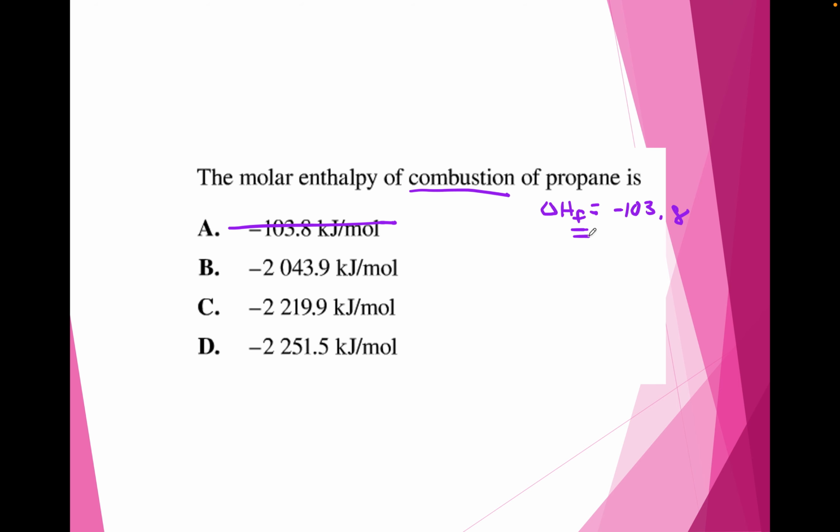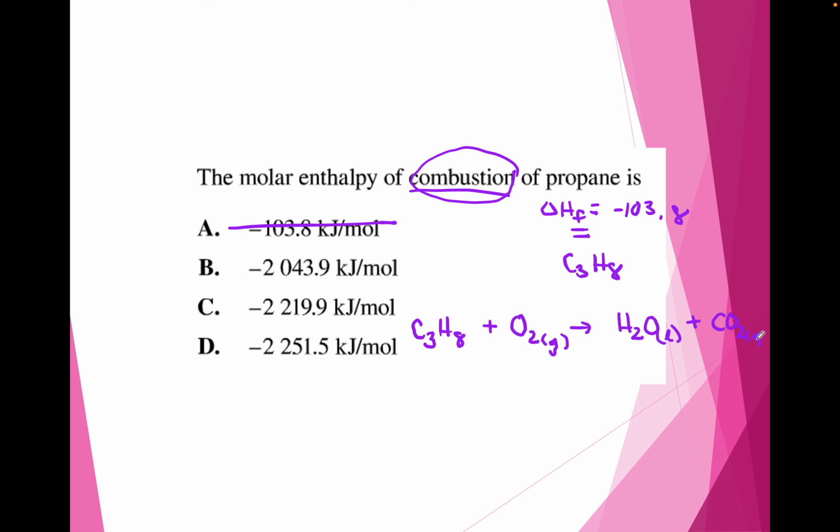Propane is C3H8. If carbon came together with hydrogen to form propane, we can use this value if it was a formation reaction. But it's asking for the combustion reaction. So instead, you want to take that C3H8 and add in oxygen, because that would be combustion. And that will always give you water and carbon dioxide as a gas.